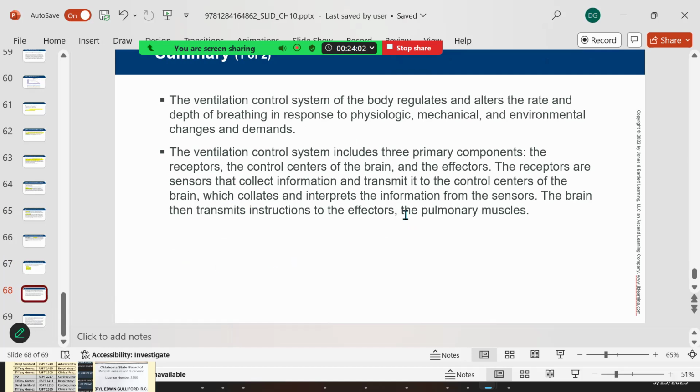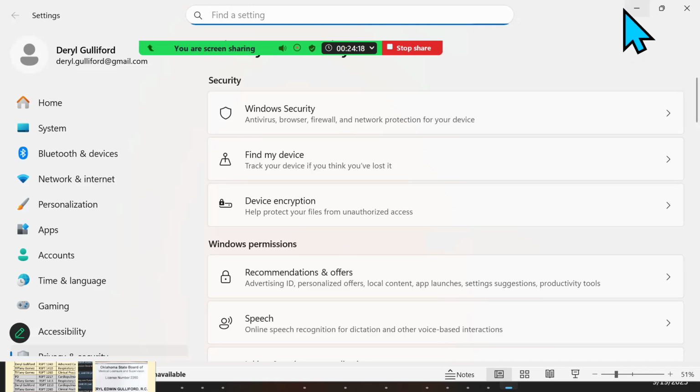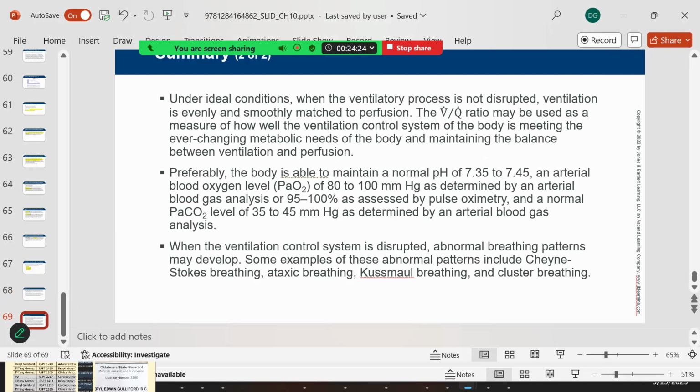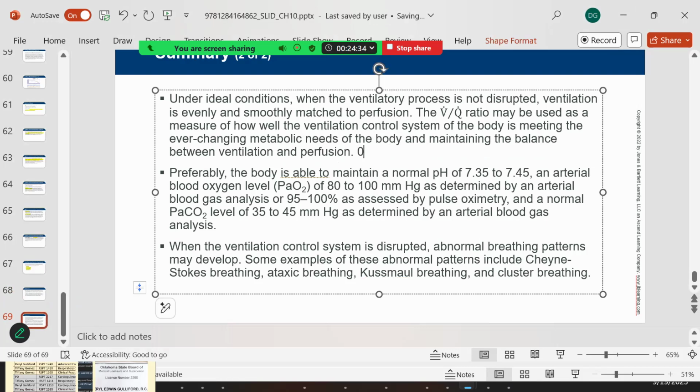gases. Ventilation control alters the rate and depth of breathing, primarily based upon carbon dioxide and its effect on pH. You've got various receptors and sensors out there which are helping us to try to balance things. And under ideal conditions, the ventilatory process is not disrupted. It matches about 80%. That's the VQ ratio of 0.8. Let's mention that number one more time.